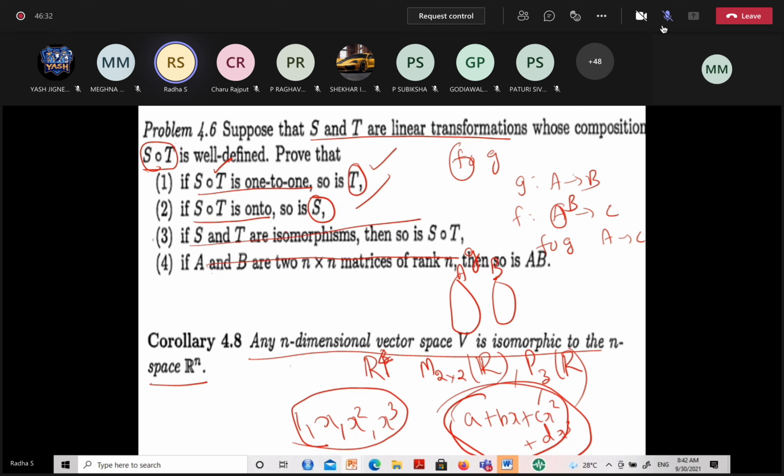This and all you have studied in your module 2. You should not forget. Why are you forgetting? So I think now hope you understand. Any n-dimensional vector space is isomorphic to n-space R power n. That concept is clear. Okay.